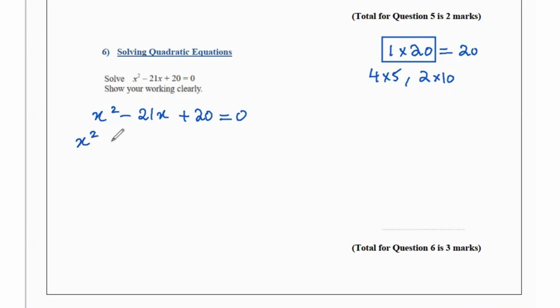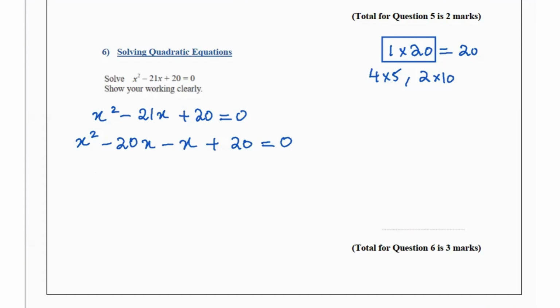So now what we do is we replace negative 21x with negative 20x minus x, and everything else comes as it is. Once again, we're just splitting the middle term into other terms, which even if you recombine, would go back to x squared minus 21x plus 20. So it's basically the same thing, but just split apart.